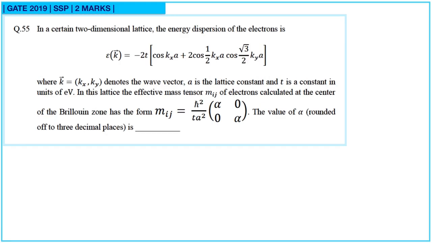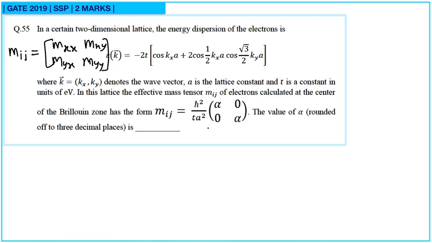Next question. In a certain two-dimensional lattice, the energy dispersion of the electron is given by this expression, where k bar denotes the wave vector, a is the lattice constant, and t is a constant in units of electron volt. In this lattice, the effective mass tensor Mij of electron calculated at the center of Brillouin zone has this form. Then the value of alpha is. Now Mij looks like this: mxx, mxy, then myx and myy. That matrix will look like this, and we have to find the parts.